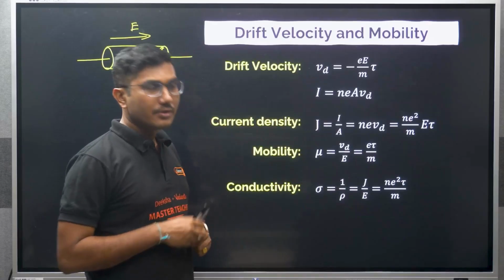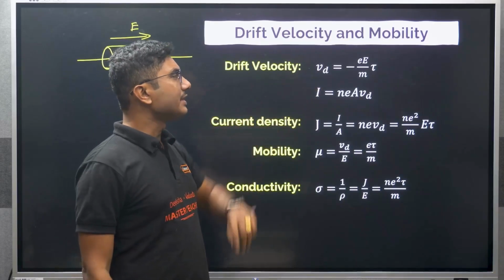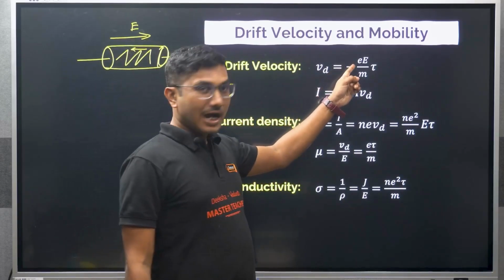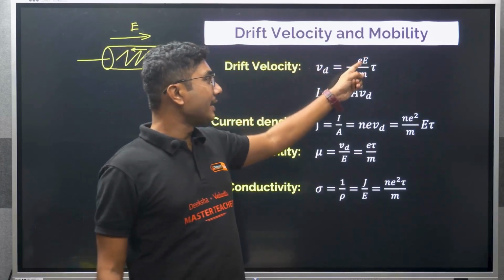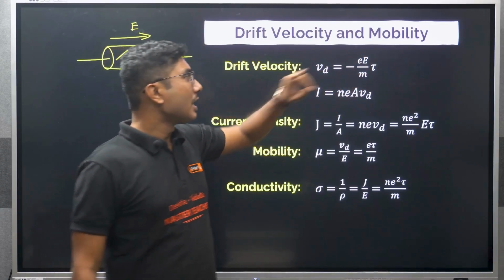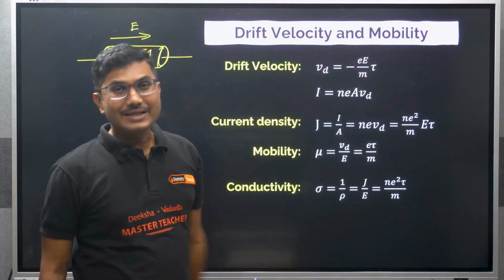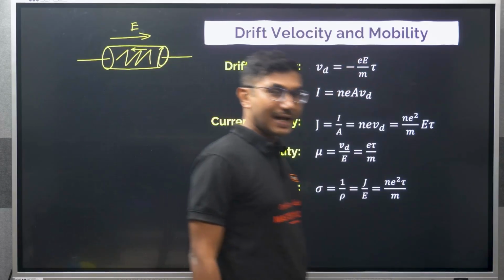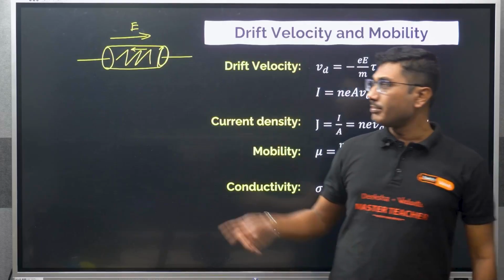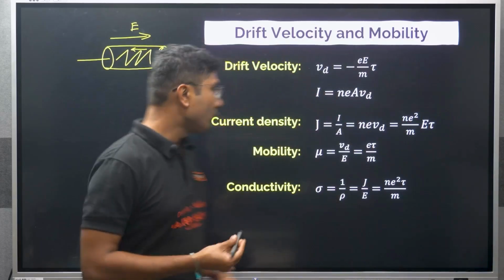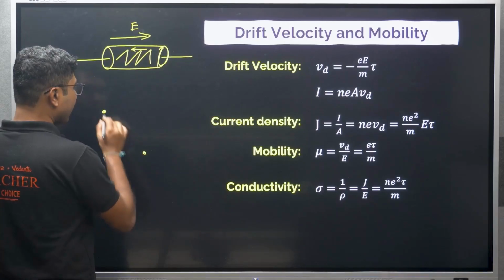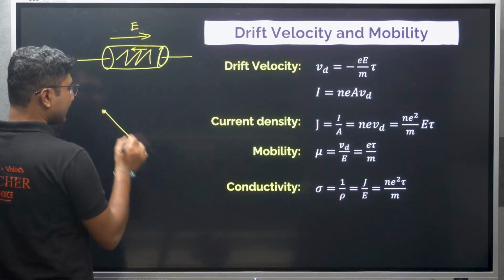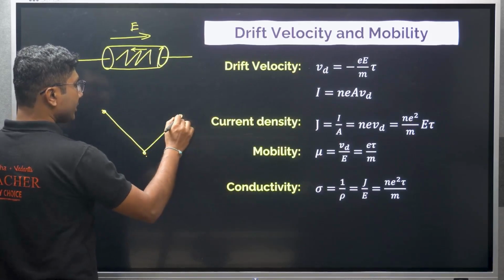That is called drifting. So the drift velocity is given by the charge of an electron times the electric field that you have applied, divided by the mass of the electron, times the relaxation time. What is the meaning of relaxation time? Relaxation time means the time interval between two consecutive collisions, when two electrons collide, or an electron and another atom collide.